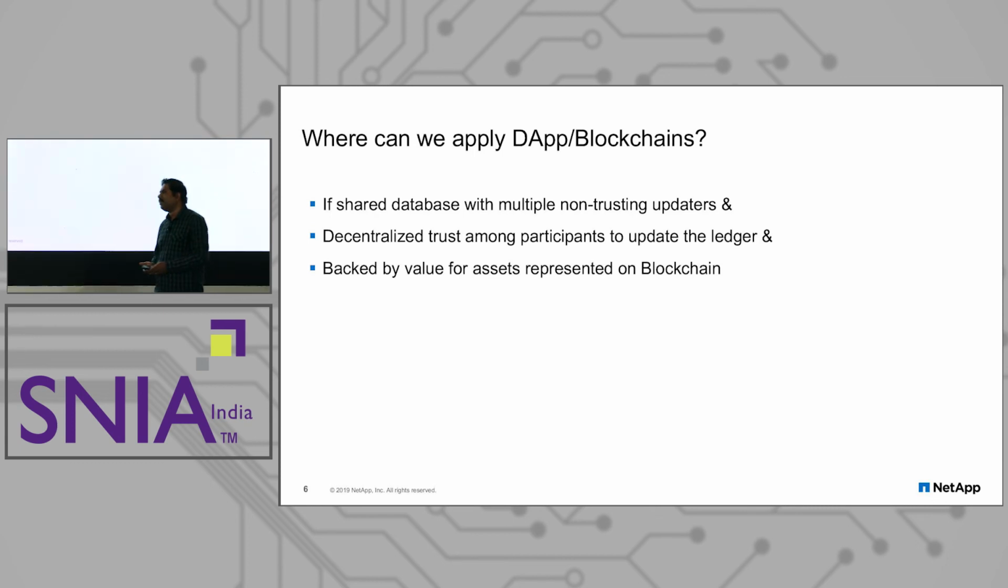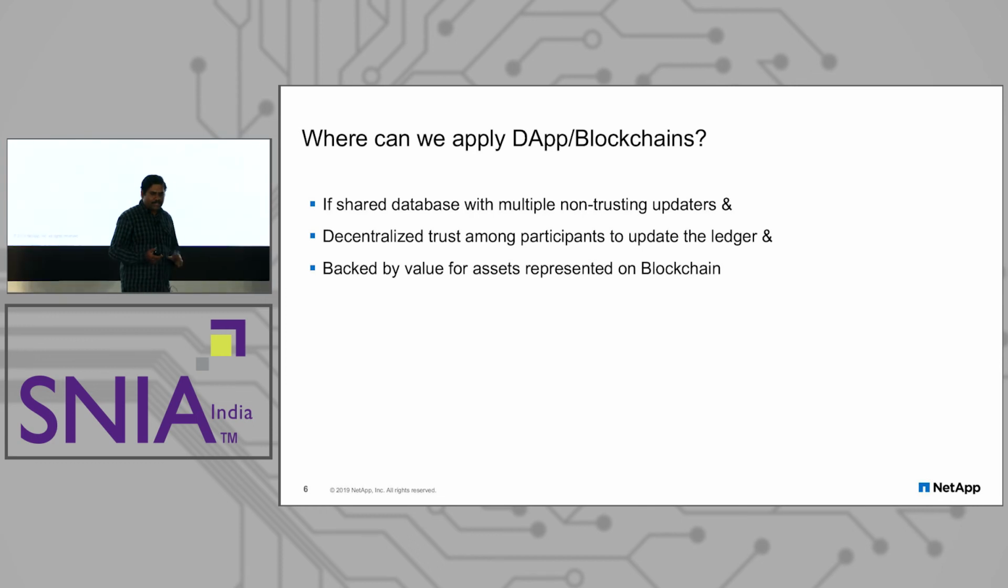The second one is decentralized trust among the multiple participants who are going to update this ledger. Decentralized trust means there is no single leadership; multiple parties arrive at a given decision by voting, so the majority decision prevails. This scenario will also help us to apply the blockchain.